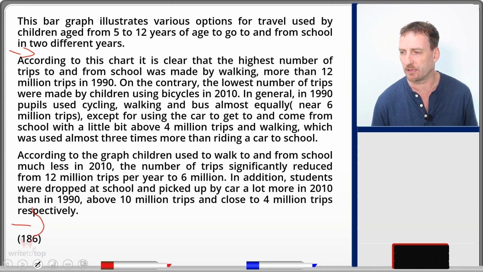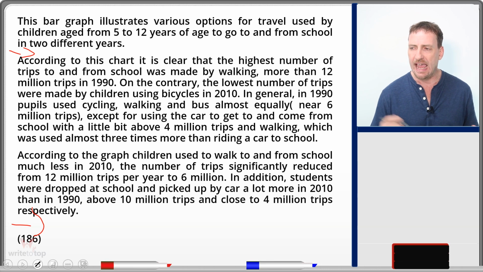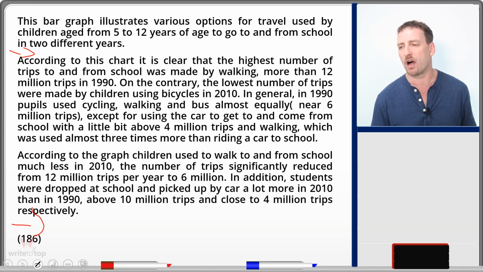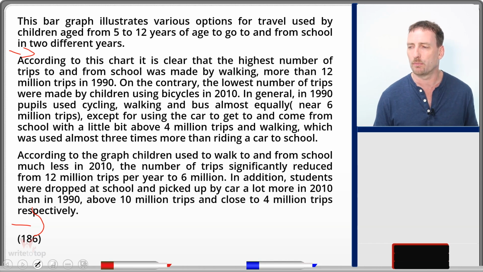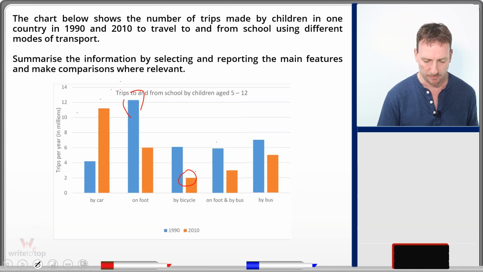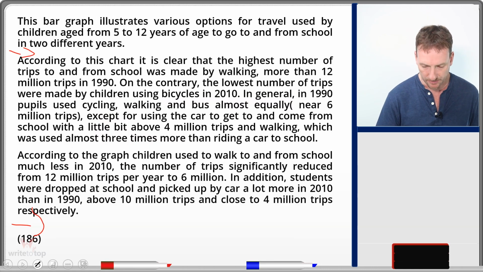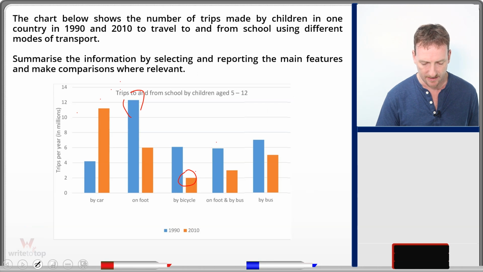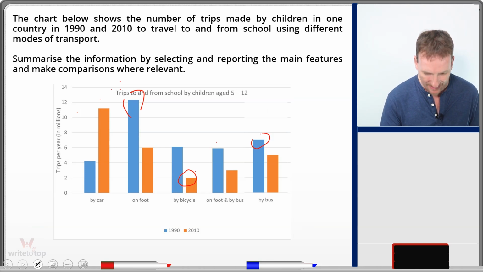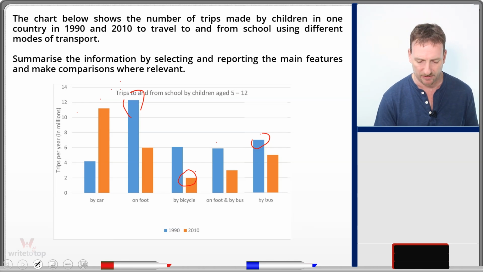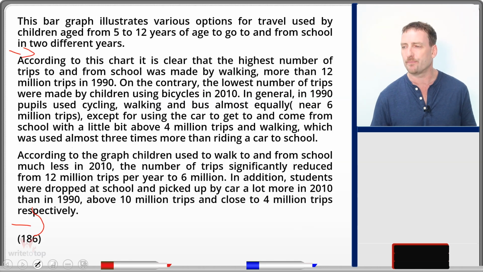And I'll show you that a little bit in my version. In general, in 1990, pupils used cycling, walking, and busing or buses almost equally, near 6 million trips. So let's just check that. So this was, in 1990, okay. So more or less, this one goes over 7 million. So you have to be a little bit careful about how you group things together.